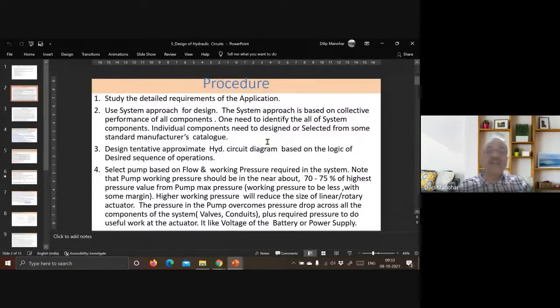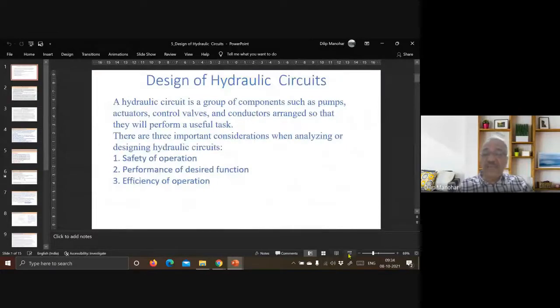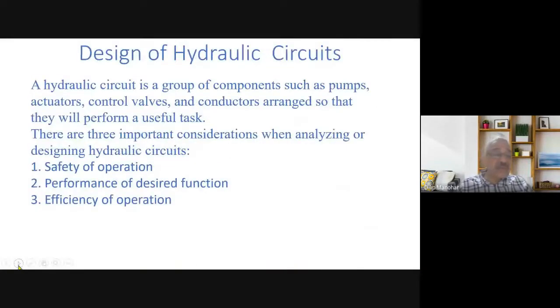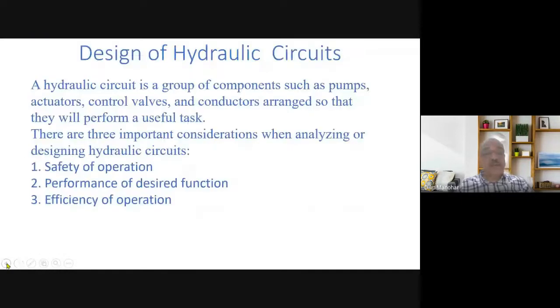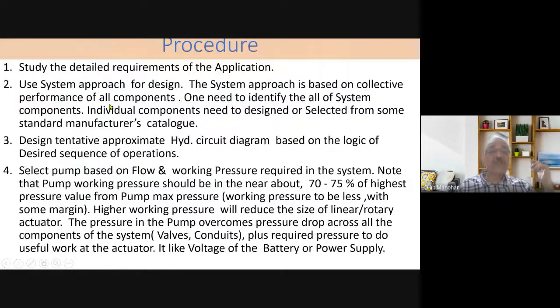We said when we want to design a hydraulic circuit, first you need to have a scheme. For the performance you have one scheme, calculate everything as per requirement. So study the requirement, use the system approach, design some circuit like we did, calculation based on our experience and calculation. Select some pump and working pressure. This is also from some logic.